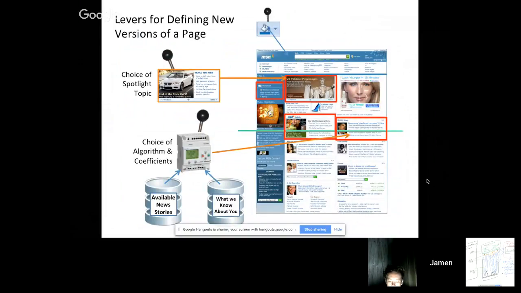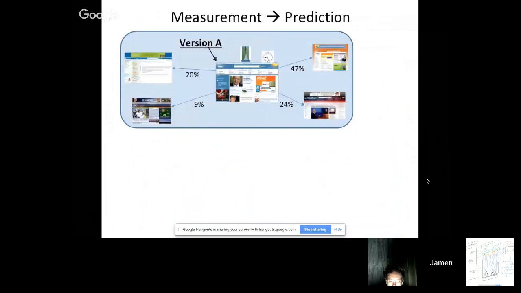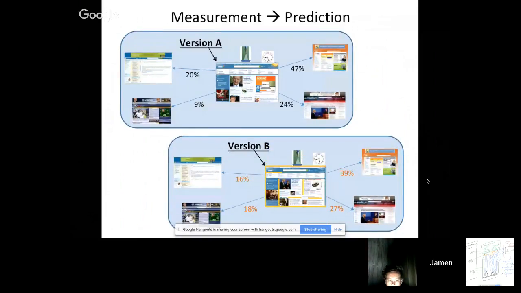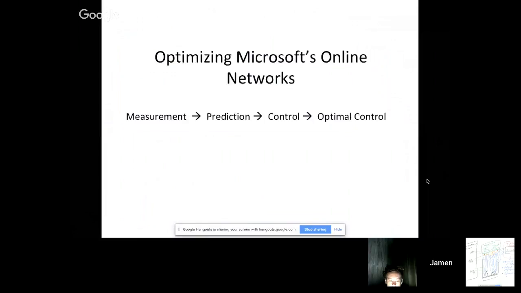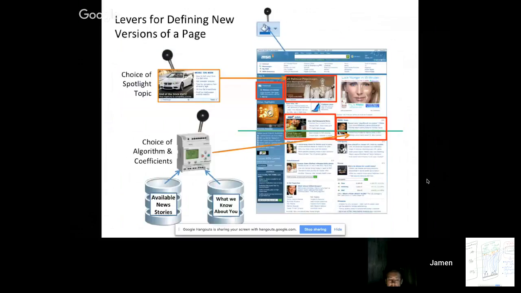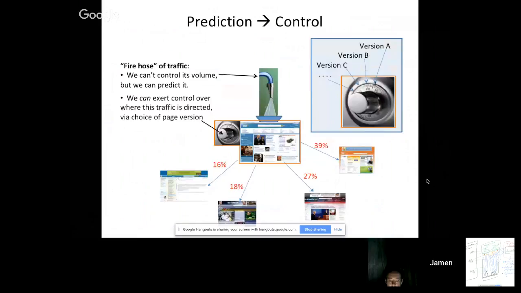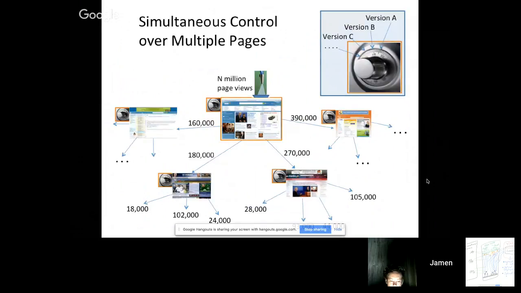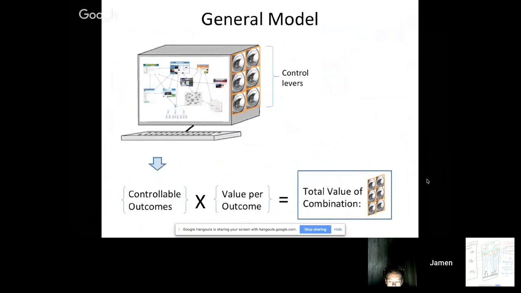Levers for defining new versions of a page are our control levers. So you see, this is where we go from prediction to control. If we can predict through measurement, through A/B testing, get the data, you were talking about large amounts of data, we then go from prediction to control, with optimal control being the goal. So controlling content, controlling which version to display of each and every page of myriad pages, and essentially orchestrating the whole network for controllable outcomes within a range, right?